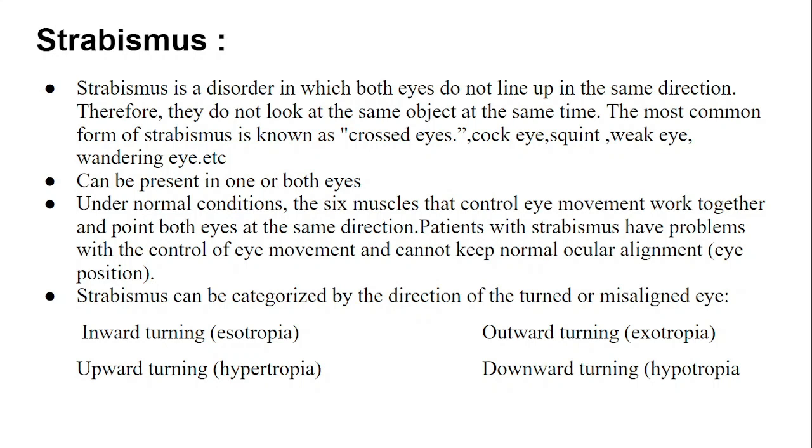Strabismus can cause a range of problems including double vision, loss of depth perception, and eye strain. It can also affect a person's ability to read, drive, and perform other everyday tasks. Treatment options for strabismus include glasses, eye patches, vision therapy, and surgery, depending on the condition.